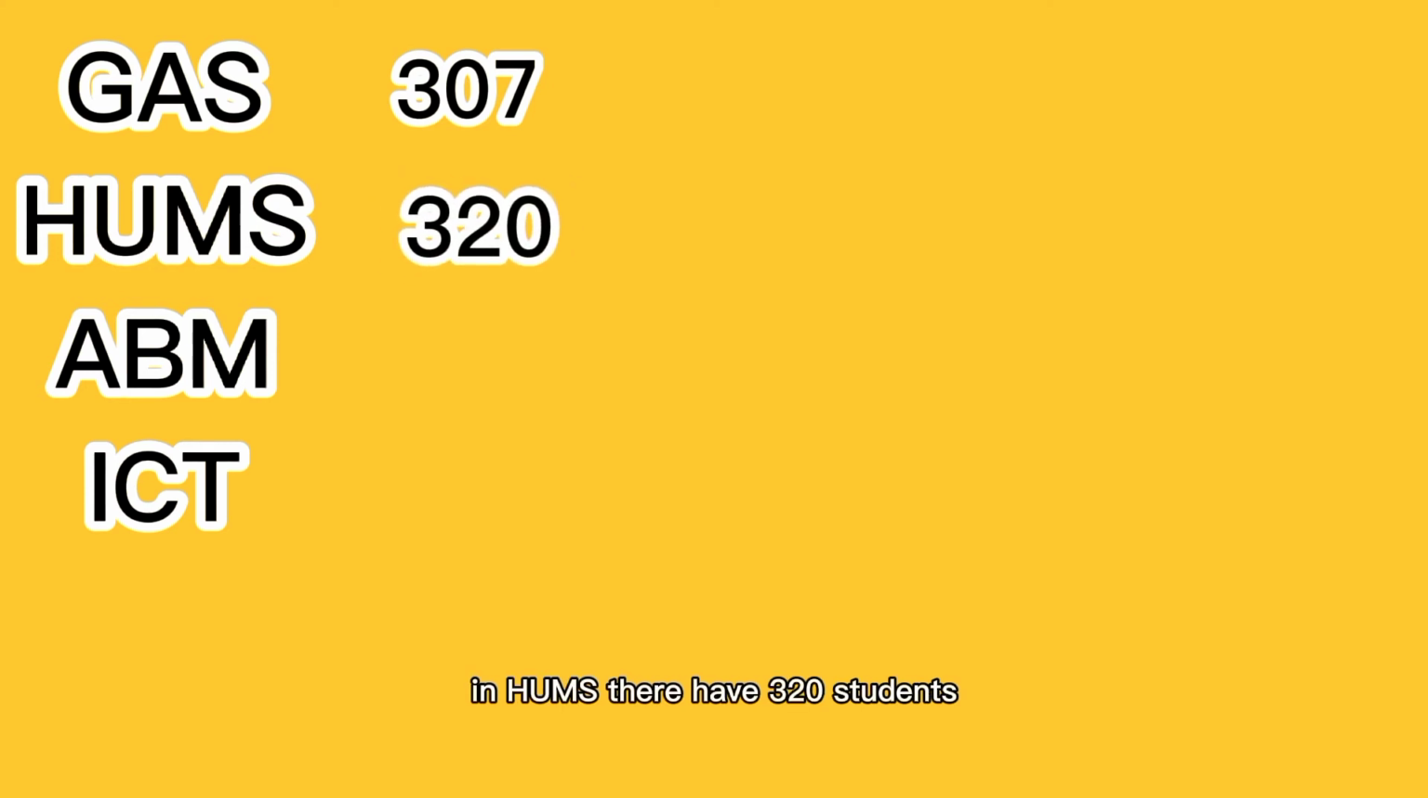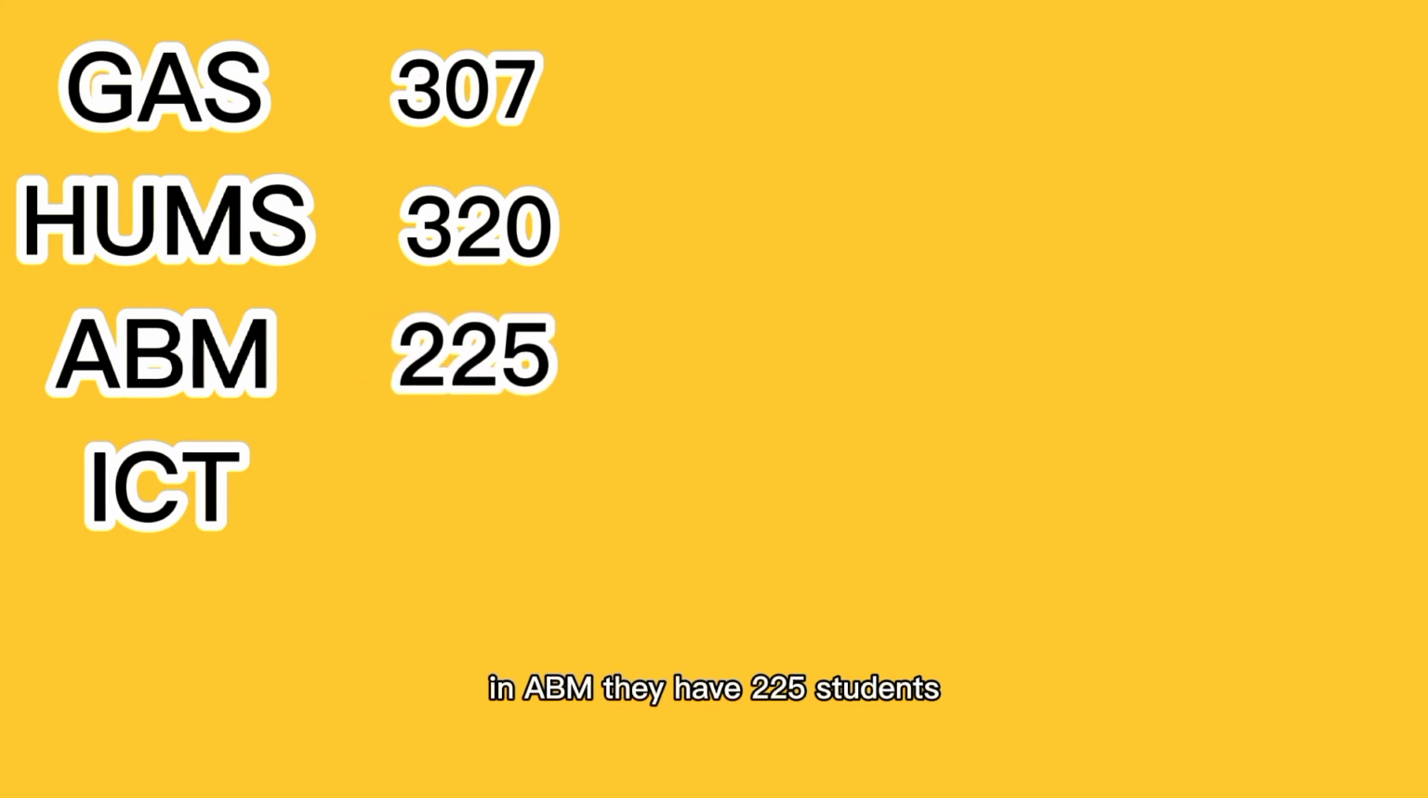We have 4 strands here: GAS, HUMSS, ABM, and ICT. In GAS, there are 307 students. In HUMSS, there are 320 students. In ABM, there are 225 students. And ICT has 150 students.